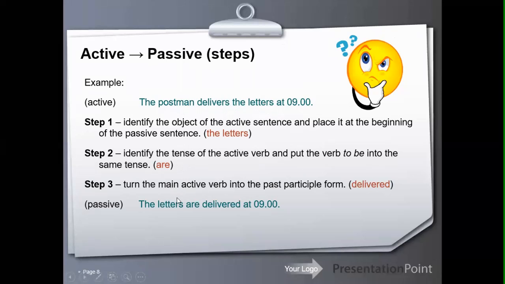And step 3 is turn the main active verb into the past participle form. So here the main verb is delivers, in the simple present form. So we're going to use a past participle form of deliver, which is delivered.